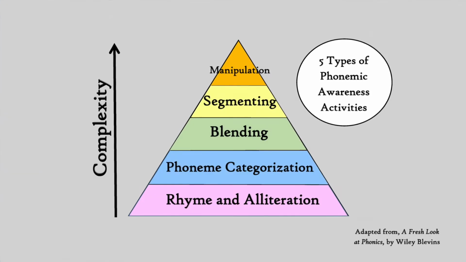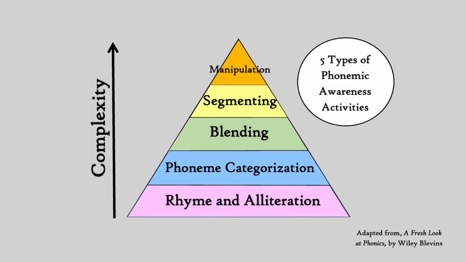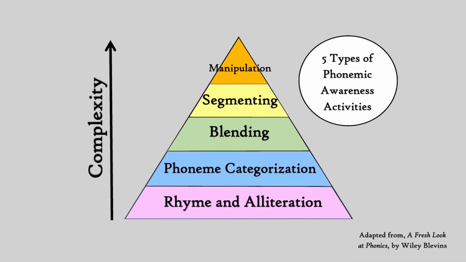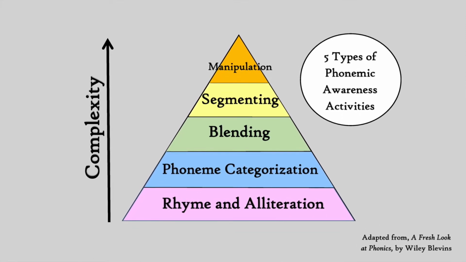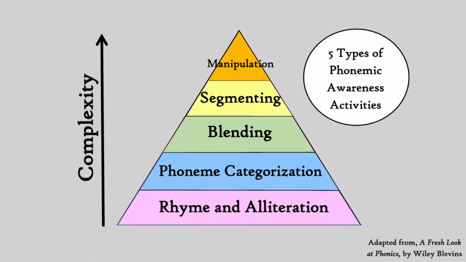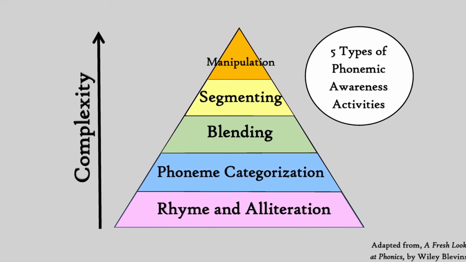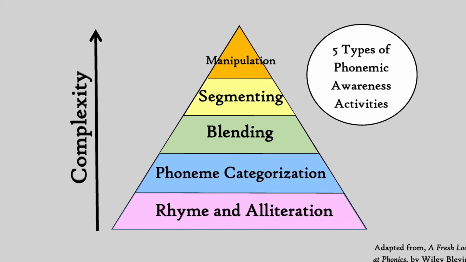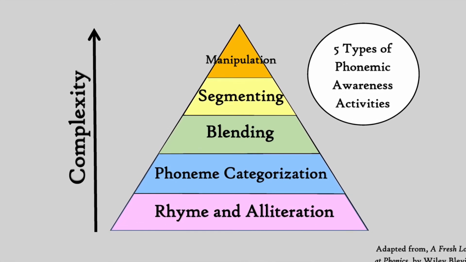In this series, we're going to look at different activities of phonemic awareness. If we look at this pyramid, we can see that phonemic awareness can be broken down into 5 basic types of activities. Rhyme and alliteration at the bottom. Then we move up into phoneme categorization, oral blending, segmentation, and then finally, phoneme manipulation. In this video, we're going to key in on oral blending. Oral blending is extremely important, and you can see why.